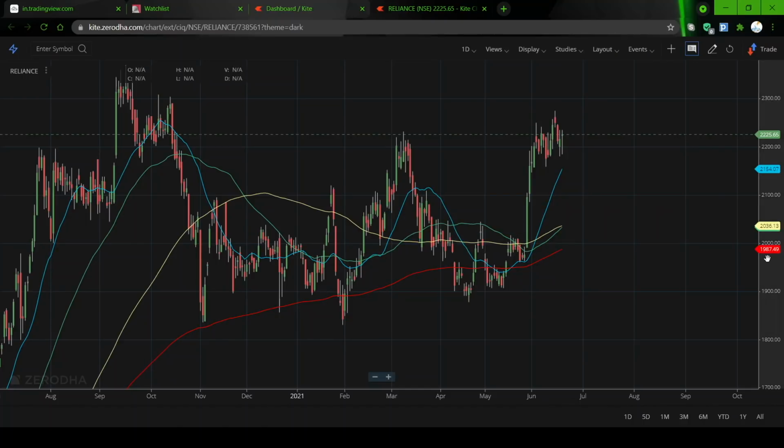Right now the 200 moving average is at 1987, so consider somewhere about 2000 rupees. Currently the Reliance price is somewhere around 2200 plus, so even if it comes down by 10%, it is going to hit the 200 moving average, and then it will again start its upward journey. That is how it consolidates: it comes down, then it goes up. Right now it is a little higher.